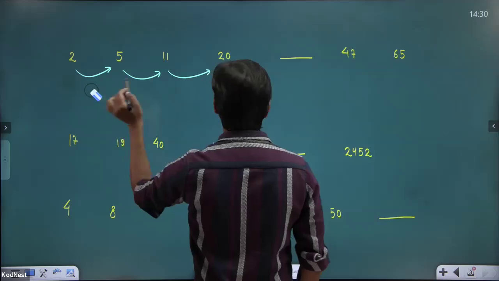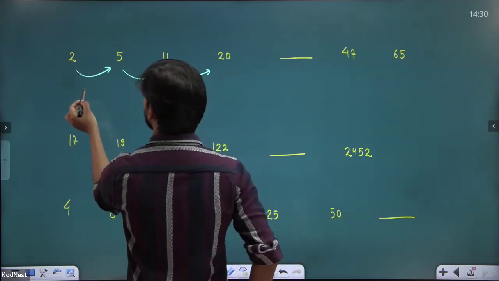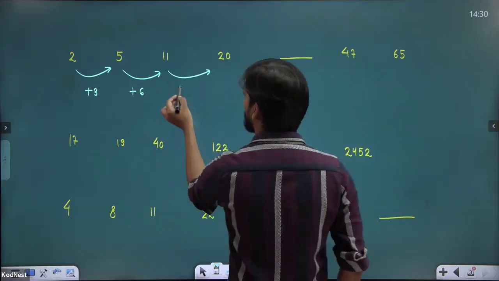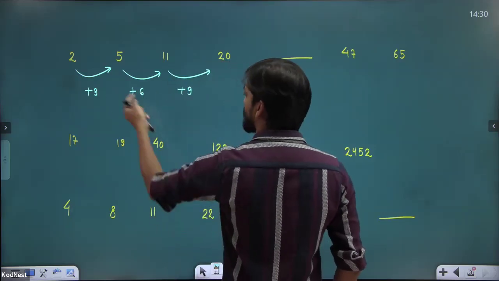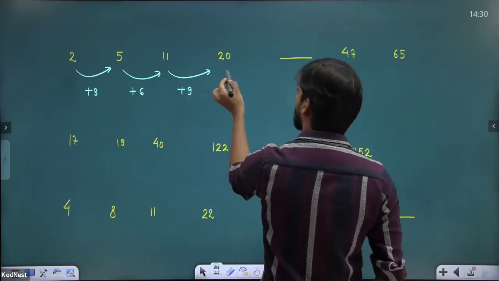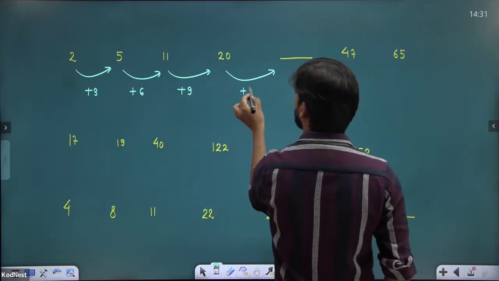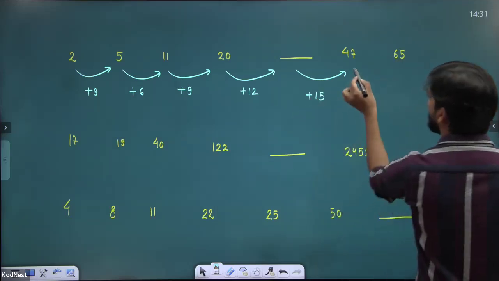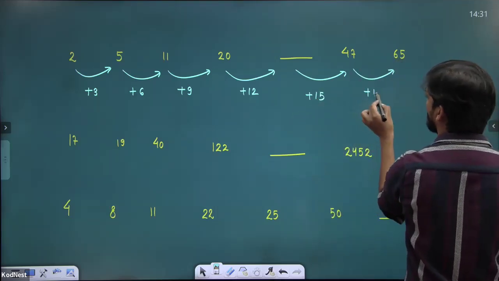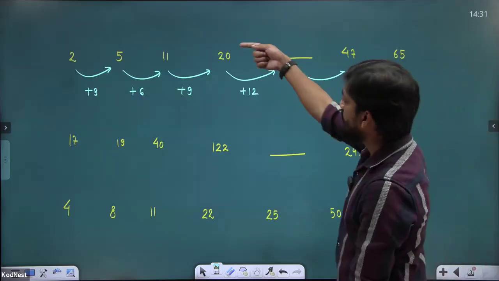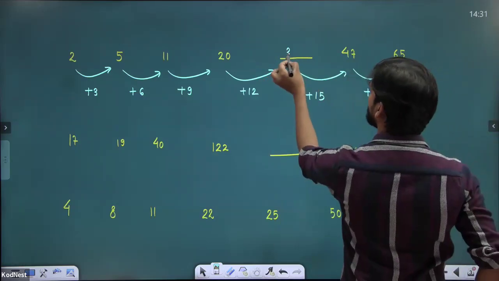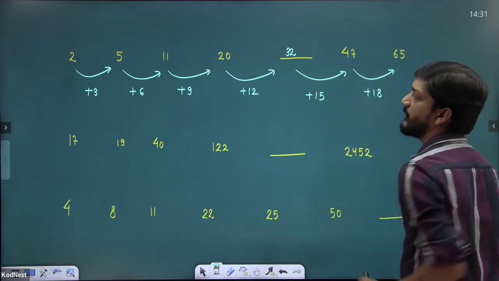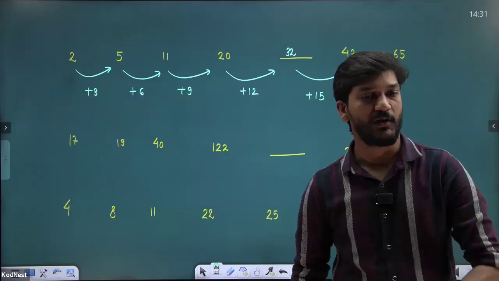Okay, so if this is not working out, think addition, subtraction. 2 plus 3, 5. 5 plus 6, 11. 11 plus 9, 20. So 3 into 1, 3 into 2, 3 into 3, 3 into 4, then 3 into 5, and then 3 into 6. This is what I'm thinking. So let's see. 20 plus 12 is 32. 32 plus 15 is 47. 47 plus 18 is 65. Okay, so it is working out very properly.